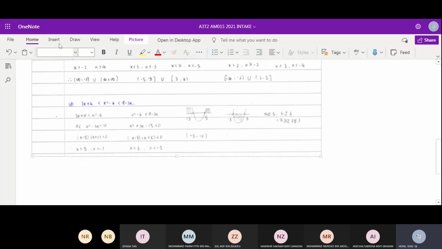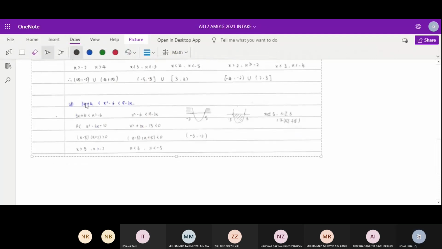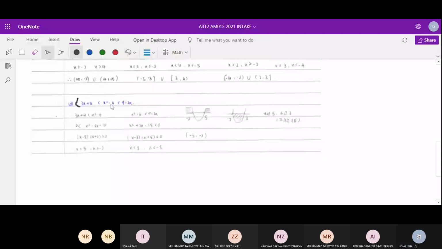Okay, for this question, first of all, you do the one in front first: 3x plus 4 less than x squared minus 6. You solve this one first, and then after that you solve the one behind: x squared minus 6 less than 9 minus 2x. You solve the inequalities one by one.